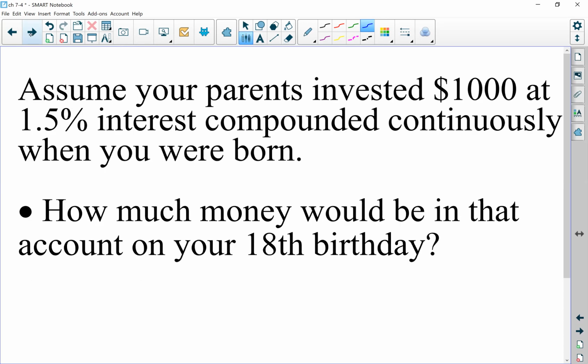So, maybe you were fortunate and your parents invested $100 when you were born at 1.5% interest, and it was compounded continuously. They kept it secret from you, you didn't know about it. And on your 18th birthday, they said, "Happy birthday, here's your account." How much money would you have in that account when you turn 18? It's a surprising number. You're going to be shocked.